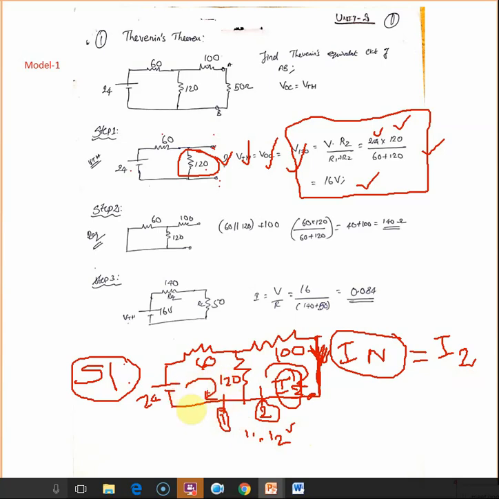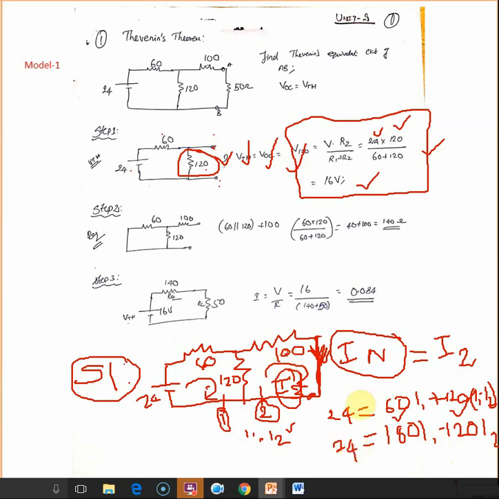I will write it. See here, 24 volts is equal to 60 I1, since 60 is common, plus the 120 ohm resistance, 120 in brackets. I am standing inside this room, so I2 is in the opposite direction, so I1 minus I2. Further simplifying, how many I1s are there? 60 plus 120, so totally 180 I1 minus 120 I2 equals 24. This is equation number 1.